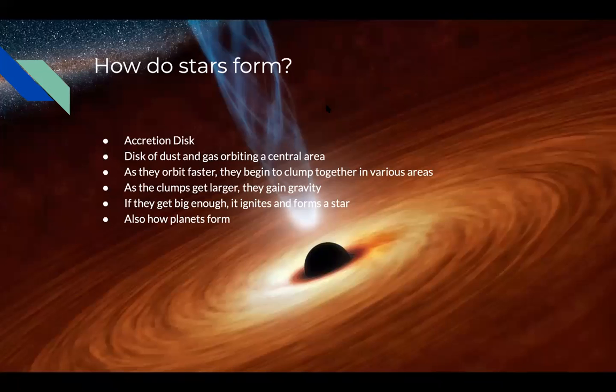So, what are stars? How do they form? Excuse me, give me a minute. Sorry about that. Anyway, so stars form via something called an accretion disk. Now, this is just a disk of dust and gas orbiting a central area. And orbiting means spinning around something.